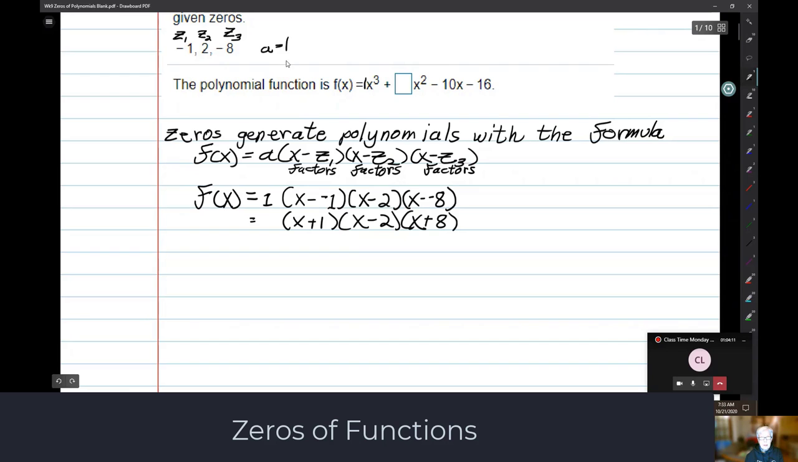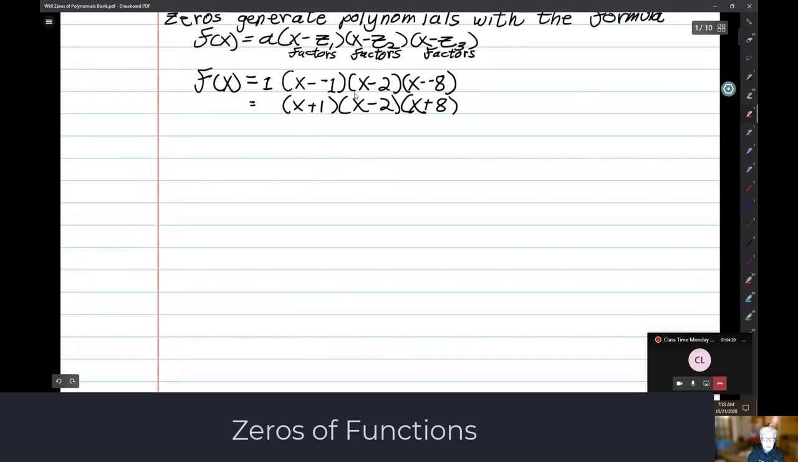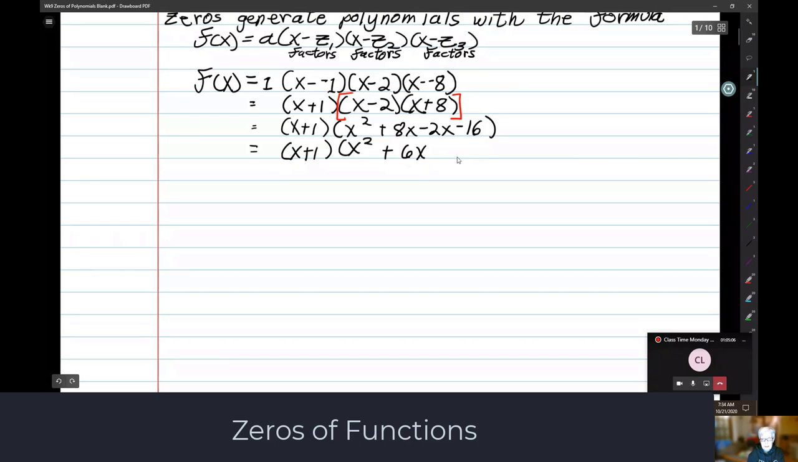And notice they're asking about what is the number in front of the x squared. Well, we're going to have to find out. So I am going to group together these two factors. It doesn't matter which two you start with, those just look as good as any. So I will have x plus 1 times x squared plus 8x minus 2x minus 16. So we'll have x plus 1 times x squared, 8x minus 2x is plus 6x, minus 16.